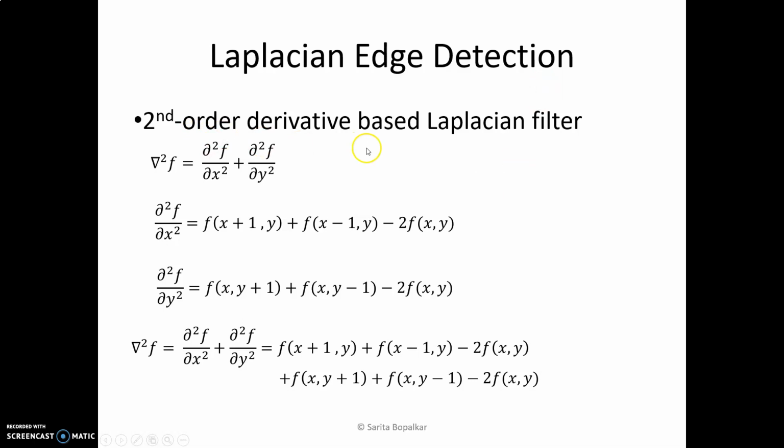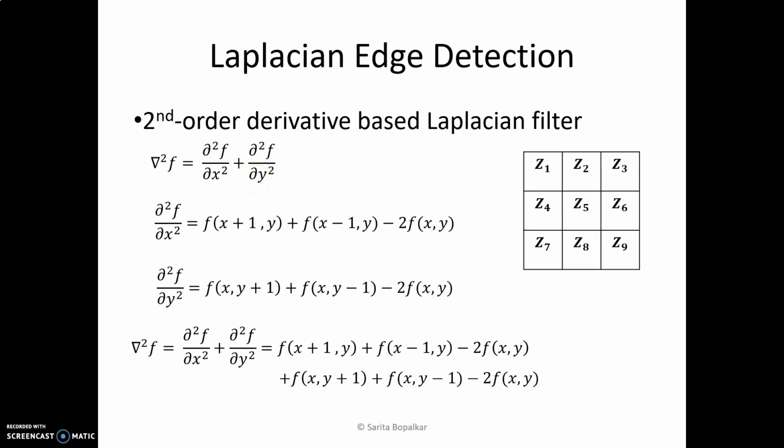For second derivative, Laplacian filter: second derivative in x direction, second derivative in y direction. So this is a partial differentiation in x direction, partial differentiation in y direction. Now let us take this as a reference. This is our candidate pixel, and these are all the neighbors of this candidate pixel. This is x row and this is y column.